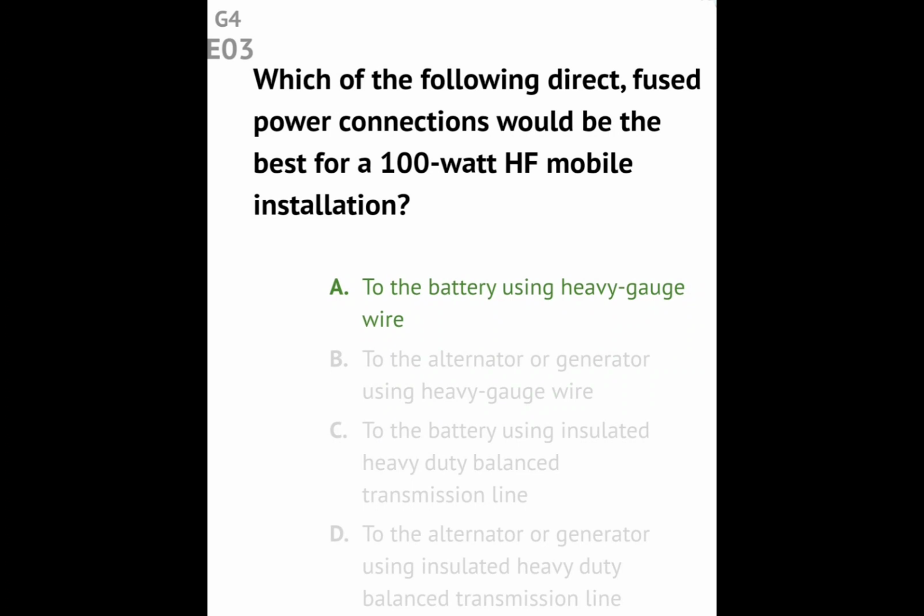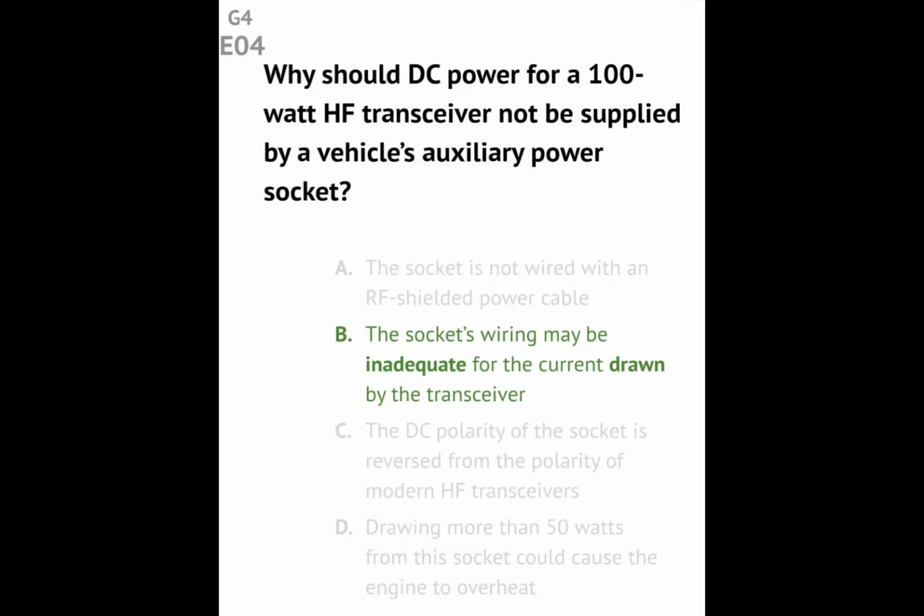Question G4E03. Which of the following direct fused power connections would be the best for a 100-watt HF mobile installation? Answer: to the battery using heavy gauge wire. Question G4E04. Why should DC power for a 100-watt HF transceiver not be supplied by a vehicle's auxiliary power socket? Answer: the socket's wiring might be inadequate for the current drawn by the transceiver.